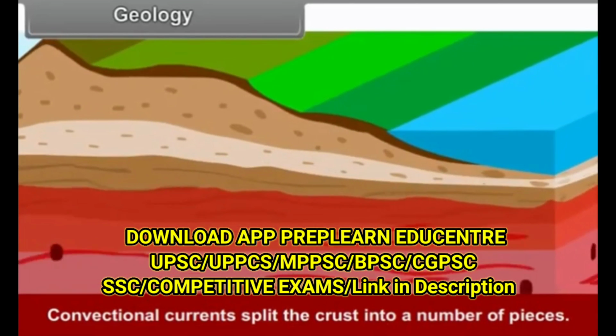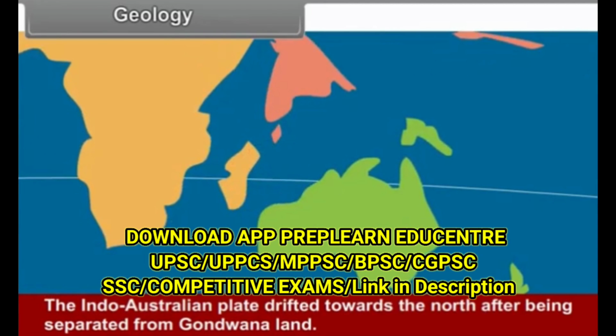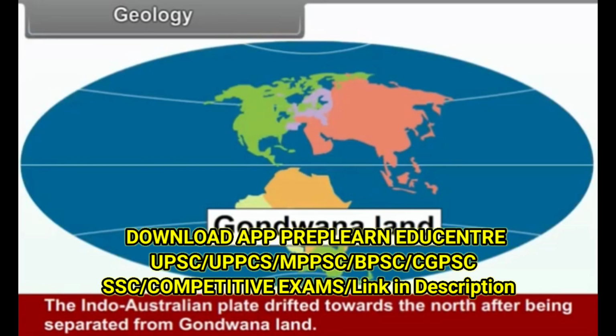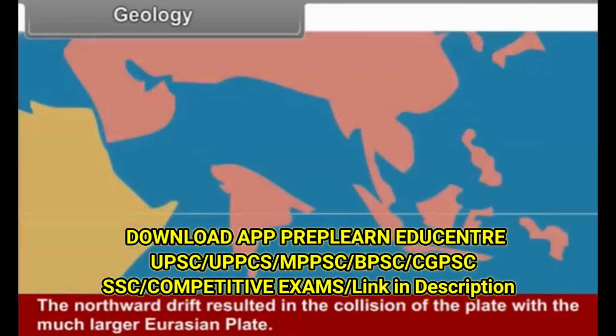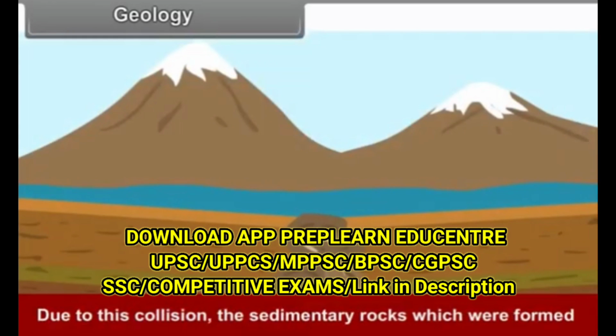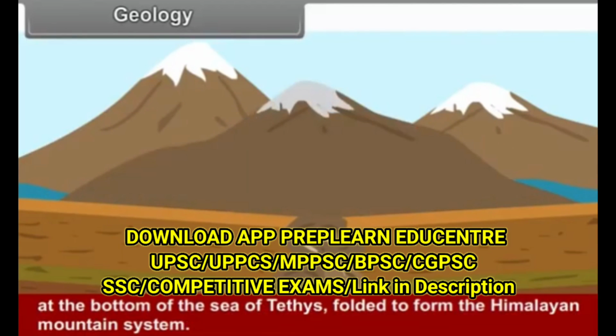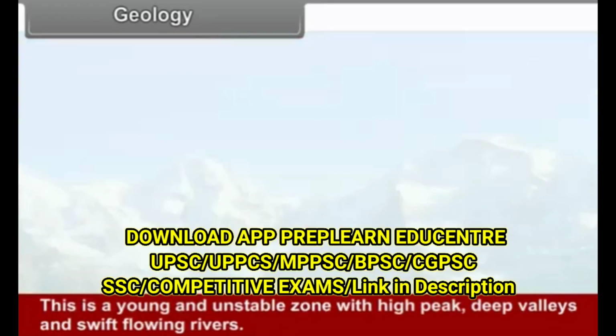Convectional currents split the crust into a number of pieces. The Indo-Australian plate drifted towards the north after being separated from Gondwanaland. The northward drift resulted in the collision of the plate with the much larger Eurasian plate. Due to this collision, the sedimentary rocks, which were formed at the bottom of the Sea of Tethys, folded to form the Himalayan mountain system.